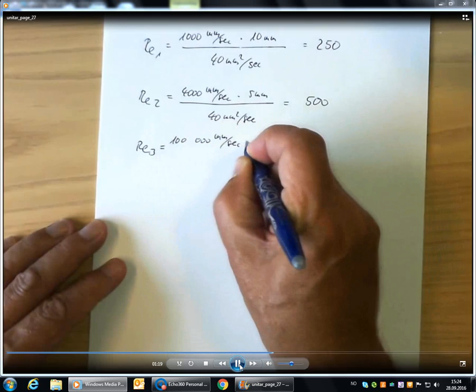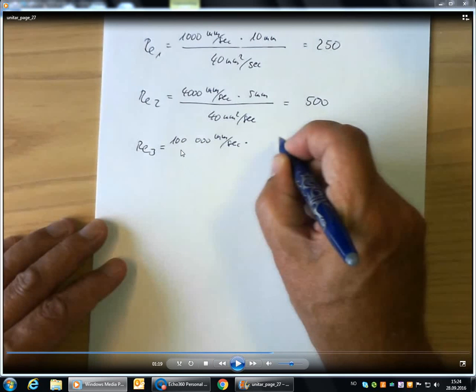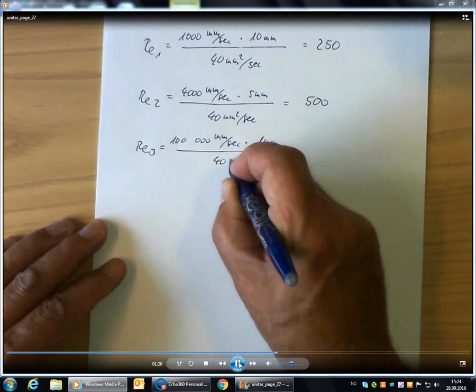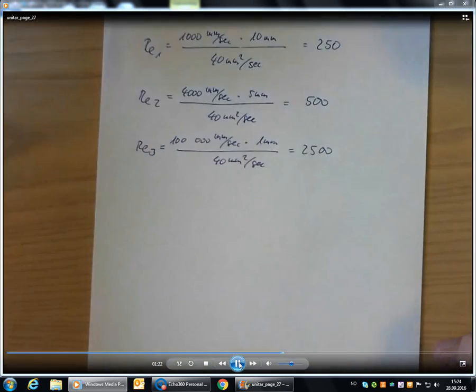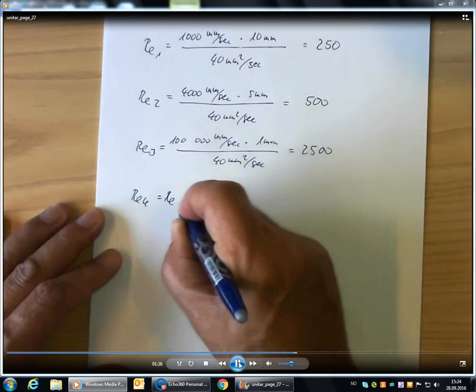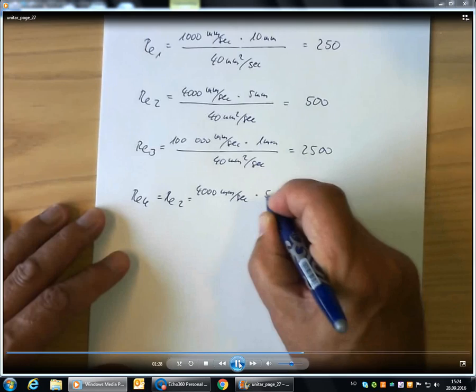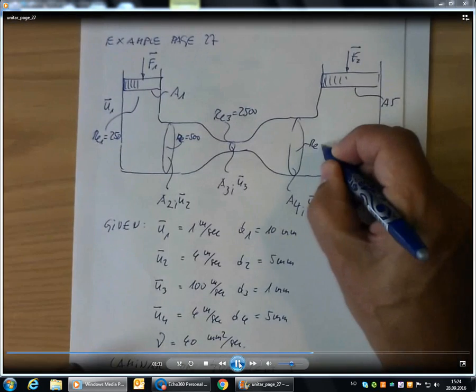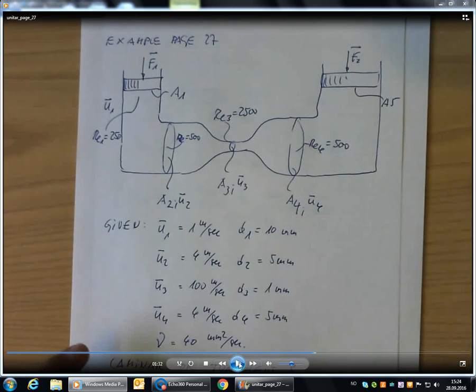Here we have this 100 meters per second, which means 100,000 millimeters per second, times diameter 1 millimeter divided by kinematic viscosity 40 square millimeters per second. Then we get 2500 in this position as a Reynolds number. The Reynolds number in position 4 is the same as in position 2, because it's the same parameters there, 500.